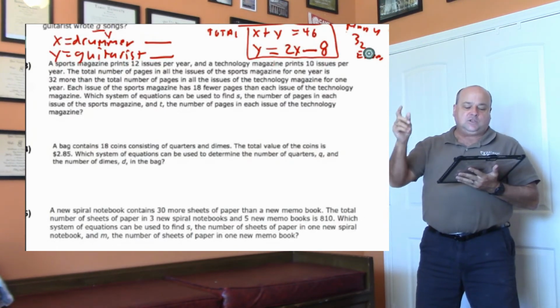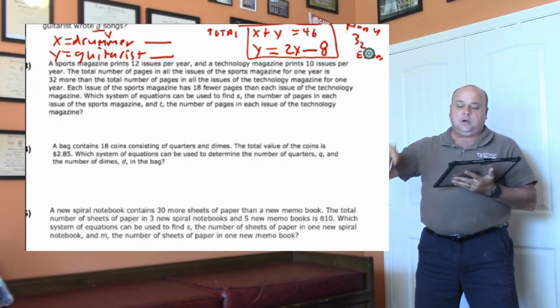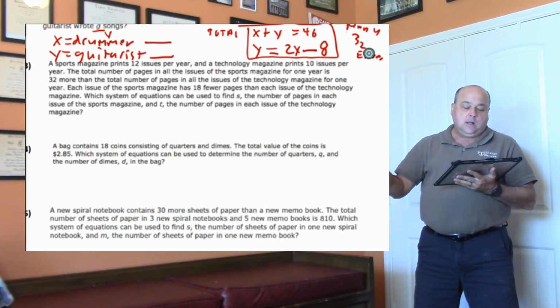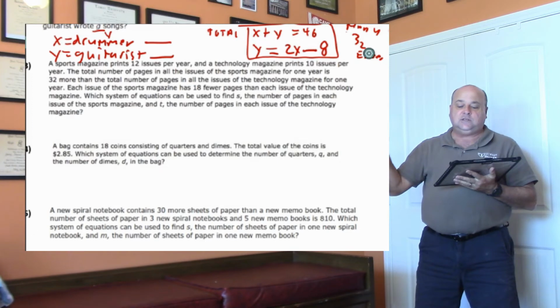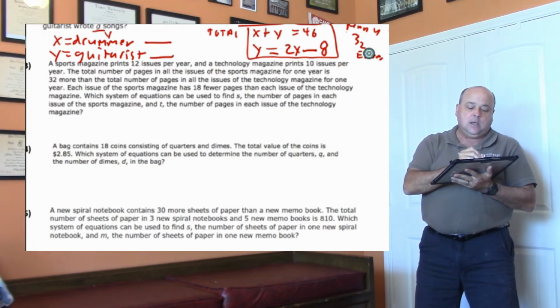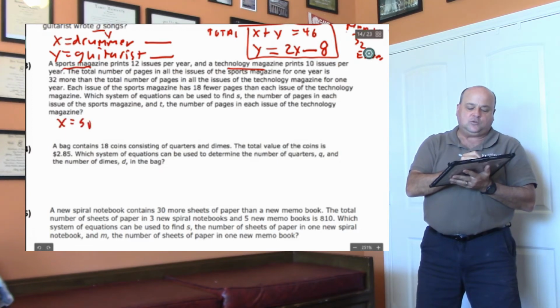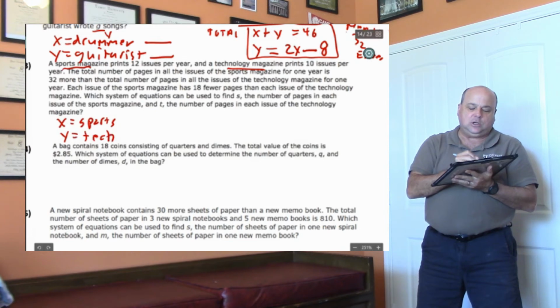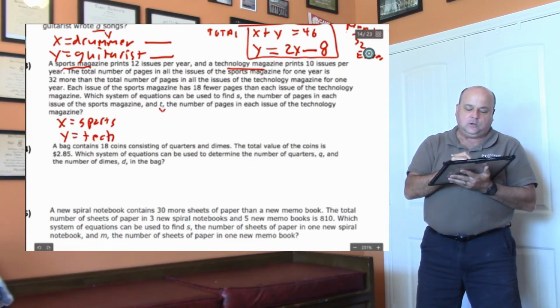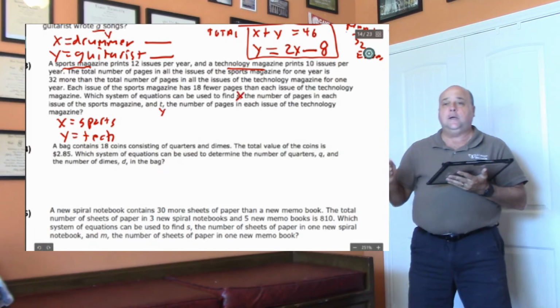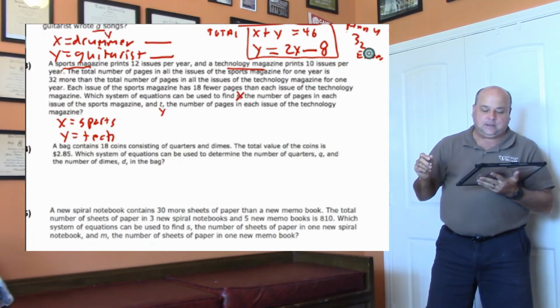Okay, so a sports magazine prints 12 issues per year. The tech magazine prints 10 issues per year. The total number of pages in all the issues of the sports magazine is 32 more than the pages of the tech magazine. So this is how we're going to do it. Okay, we know we have a sports magazine and a tech magazine. So x equals sports, y equals tech, and it tells you to use different letters. We're going to use y for tech, and we're going to use x for sports, okay? That way we can plug it in the calculator.